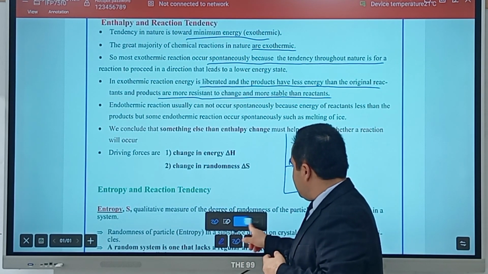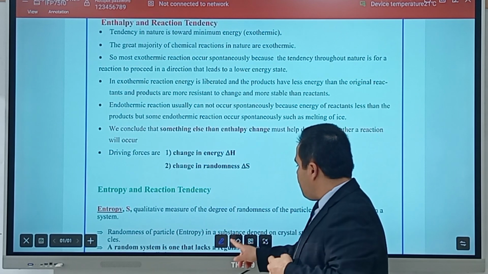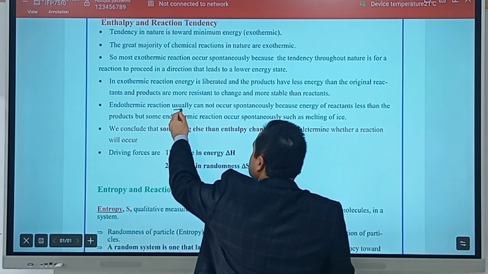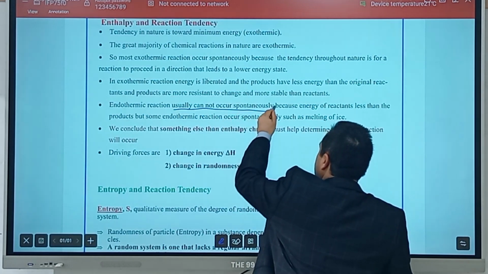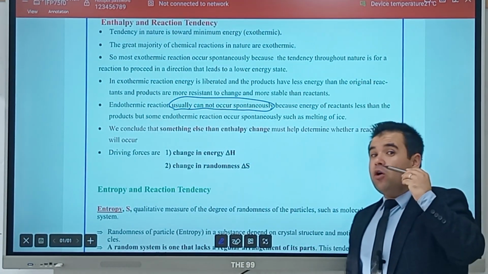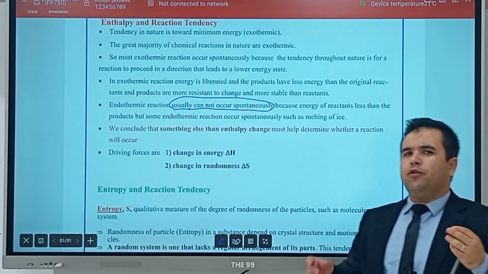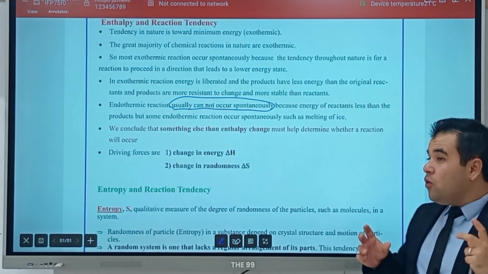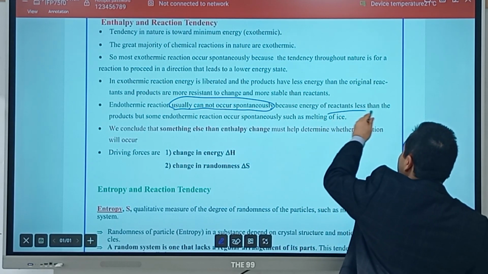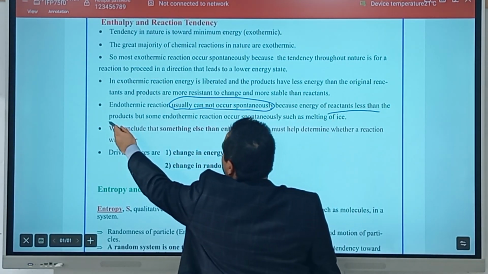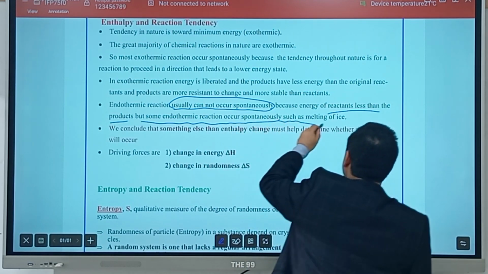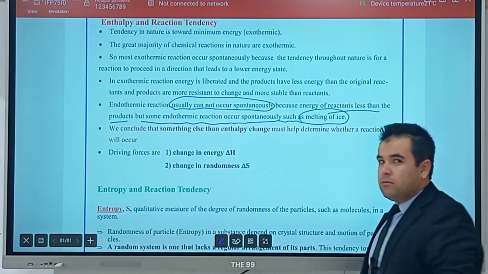And then, guys, along with the exothermic reactions, we have endothermic reactions. Endothermic reactions usually cannot occur spontaneously. So the exothermic reactions occur spontaneously, but the endothermic ones do not occur spontaneously because the energy of the reactant is less than the energy of the product. But some endothermic processes occur spontaneously, such as the melting of ice.